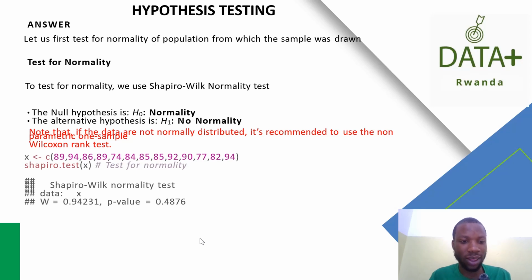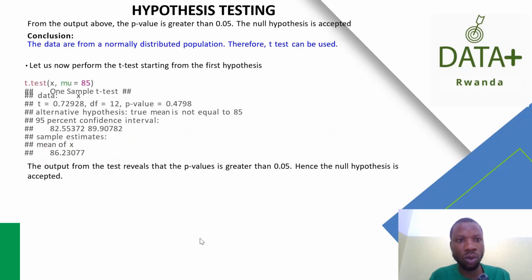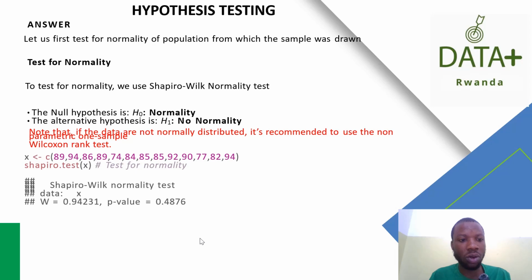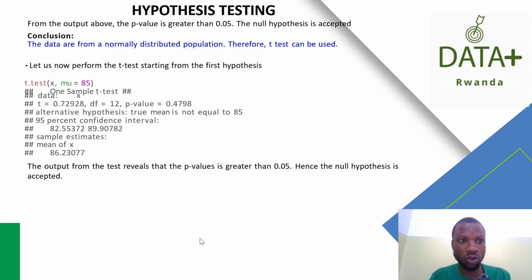You see, our data are not normal because the p-value is high. So from the output above, the p-value is greater than 0.05, so the null hypothesis is accepted. So data are normal, sorry. It is accepted because the null hypothesis was saying that the data are normal, and the alternative said that data are not normal. So since we failed to reject the null hypothesis, it means that the data are normal. And then if the data are normal, we proceed to the t-test.